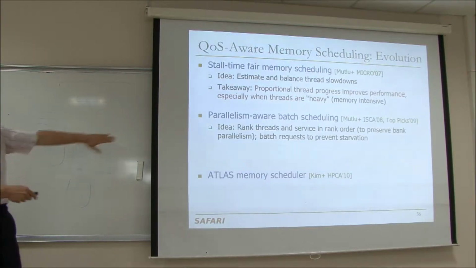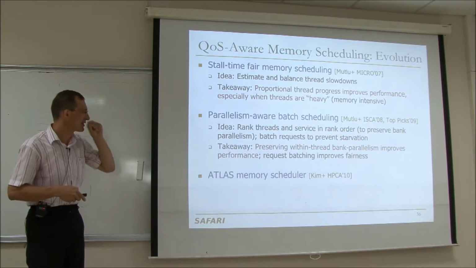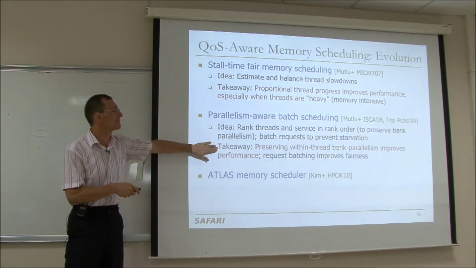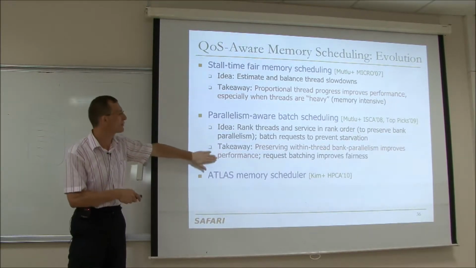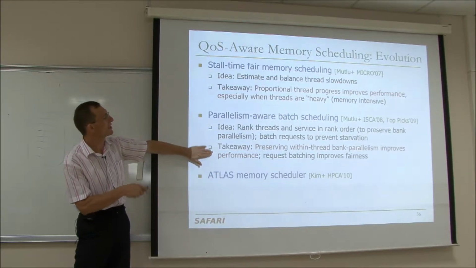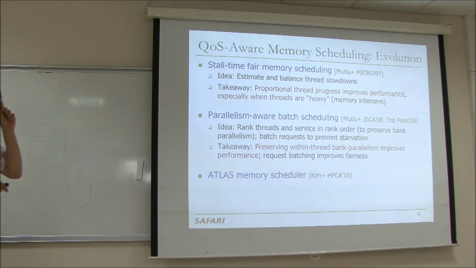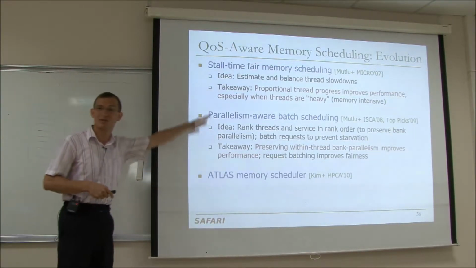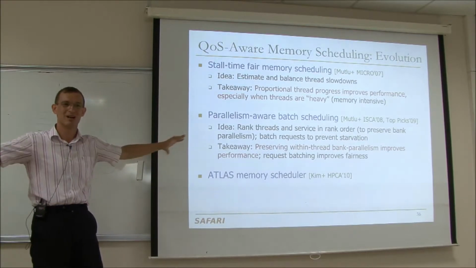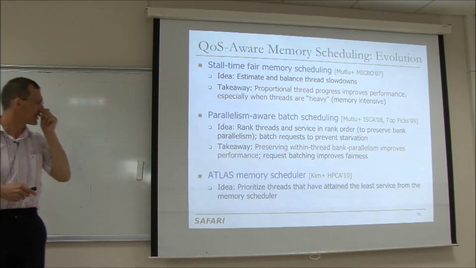OK, so that was the idea in the second attempt at our solution. The takeaway: preserving within-thread bank parallelism improves performance, and request batching improves fairness. And we will see that this is a better performing and much more fair system than the first solution we've discussed. I'm going to discuss all of these in a little bit more detail. I'm just giving you an outline. The third solution is the Atlas memory scheduler.